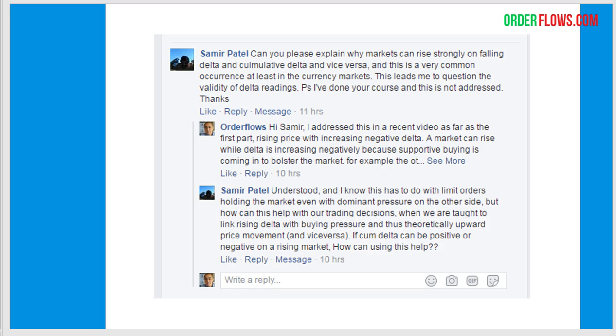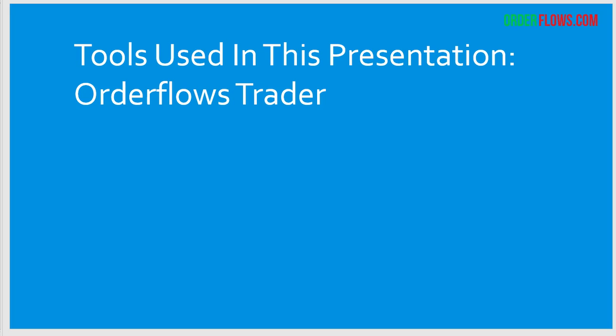I want to highlight it because I'm a big believer in delta. I do believe delta can help traders. But it gets a little murky. Sometimes it's a bit hard to get your head around initially with delta. So I'm going to try my best to explain it. The tool I'm going to use in this presentation is the Orderflows Trader software, which is the volume footprint.